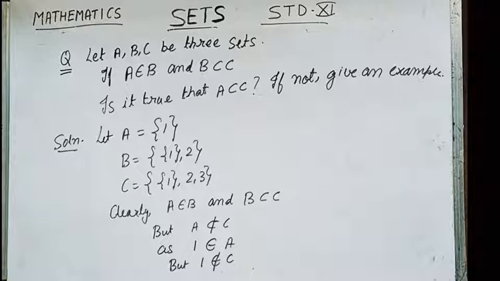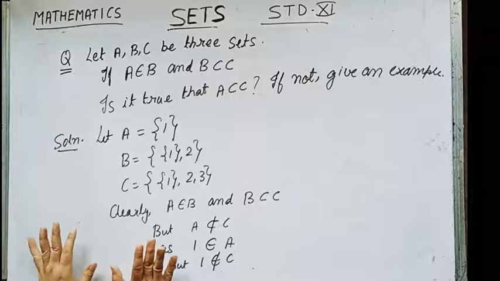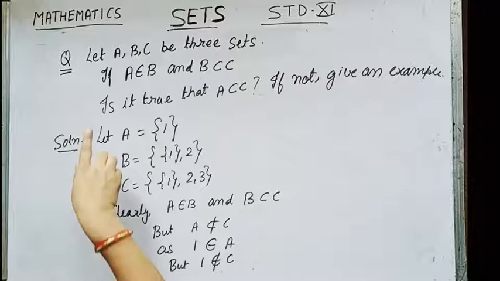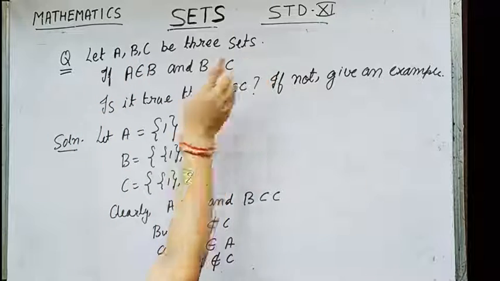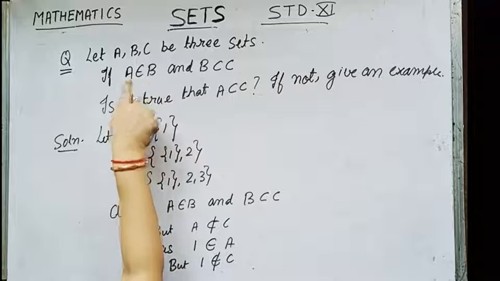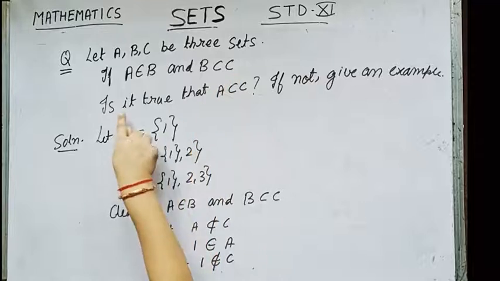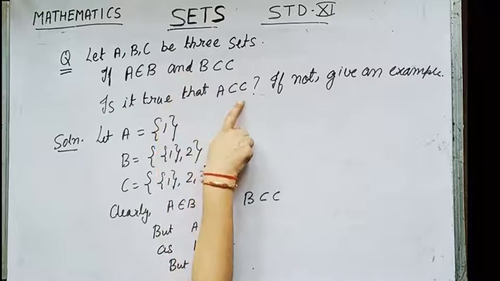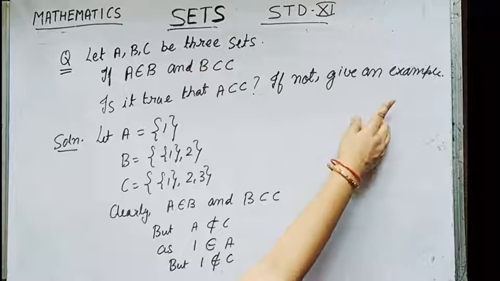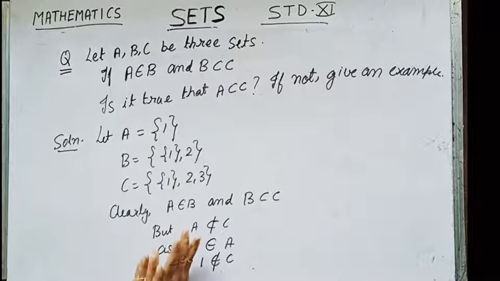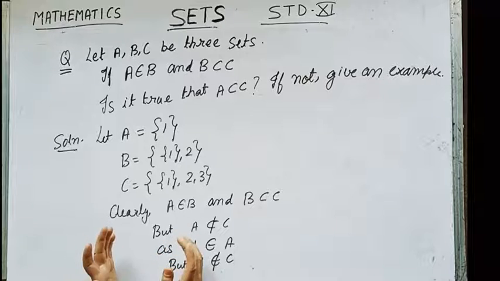Now children, before going to the definition of power set, I want to explain one example which is important from the examination or the concept point of view. The question is, let A, B and C be 3 sets. Now if A belongs to B, that is A is an element of B, and B is a subset of C, is it true that A is a subset of C? If not, give an example. So obviously this is not true. I have given an example. You try some more examples.